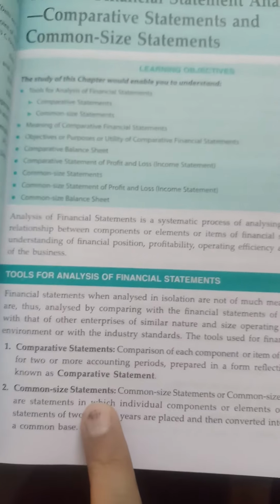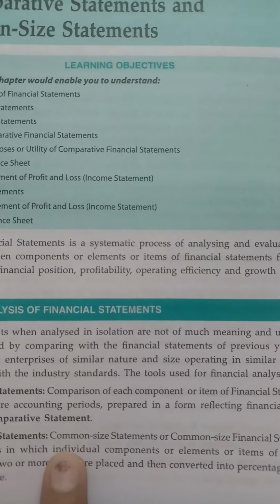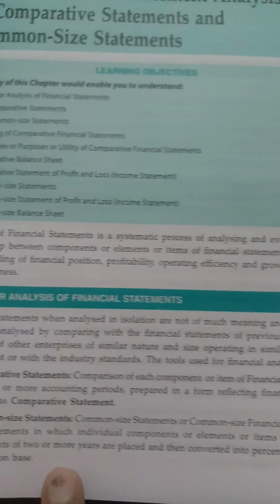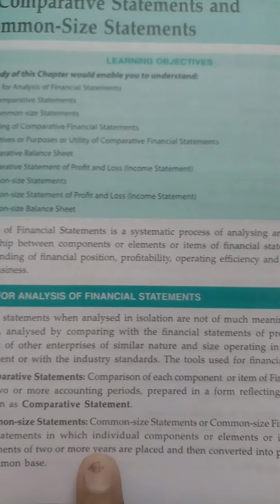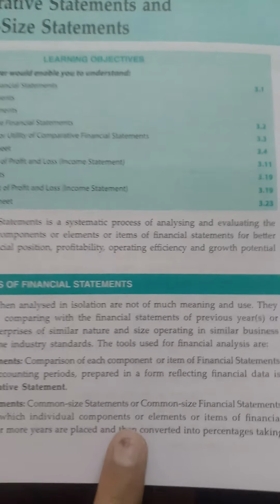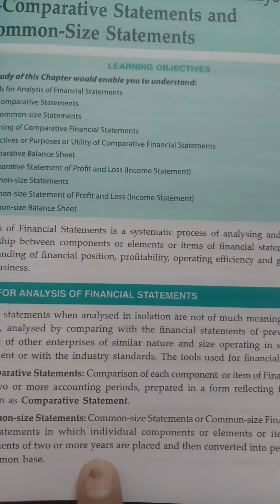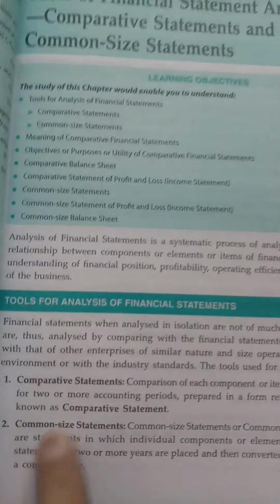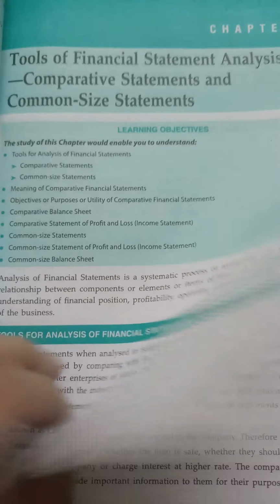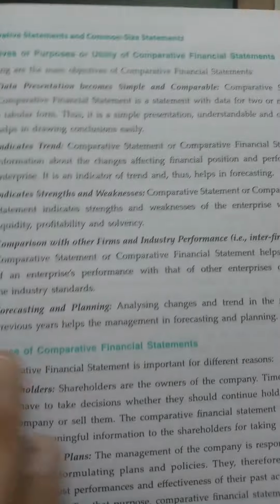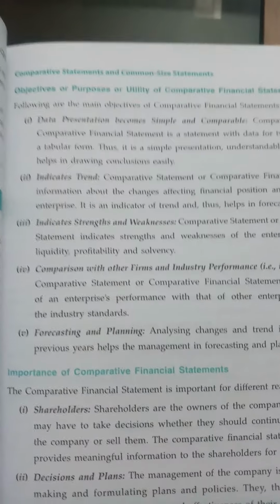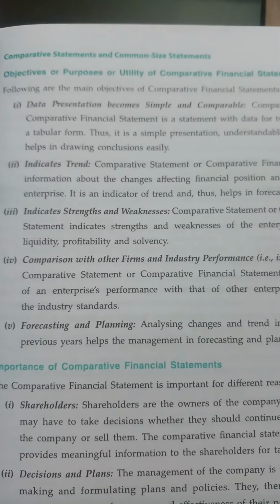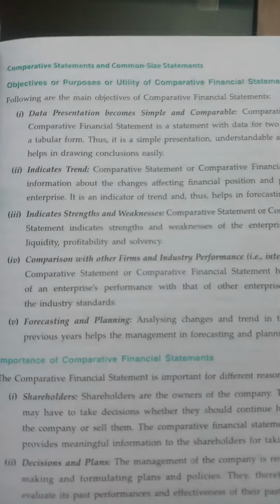The next is common size statement. Common size financial statements are statements in which individual components or items of financial statements of two or more years are placed and then converted into percentage taking a common base. So in common size statement we take a common base, but in comparative statement we compare two figures of items.